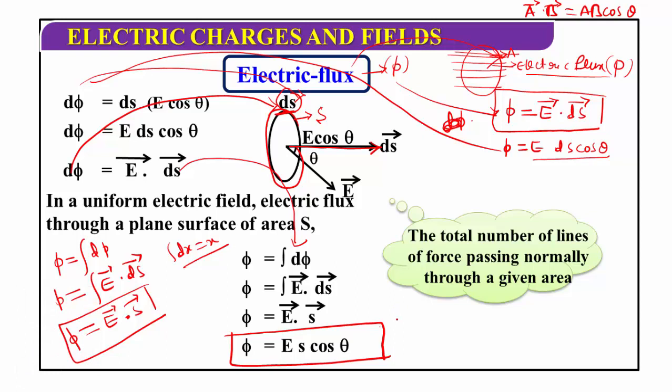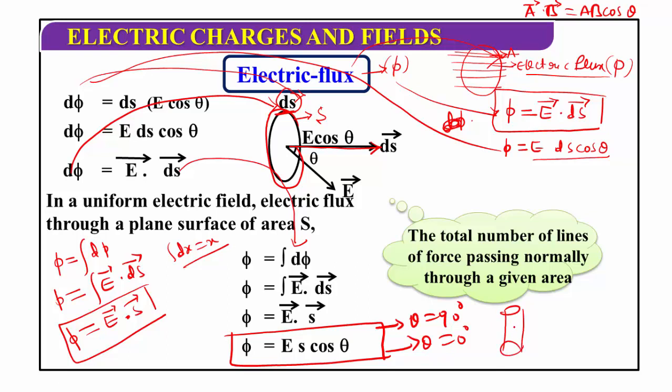Here in this case, if theta is equal to 90 degrees, then electric flux is minimum, because cos 90 value is 0. In that case, the plane of the surface is parallel to the direction of electric field. Suppose theta is equal to 0 degrees, the electric flux is maximum. Cos 0 degree value is 1. The electric flux is maximum when the plane of the surface is perpendicular to the direction of electric field.